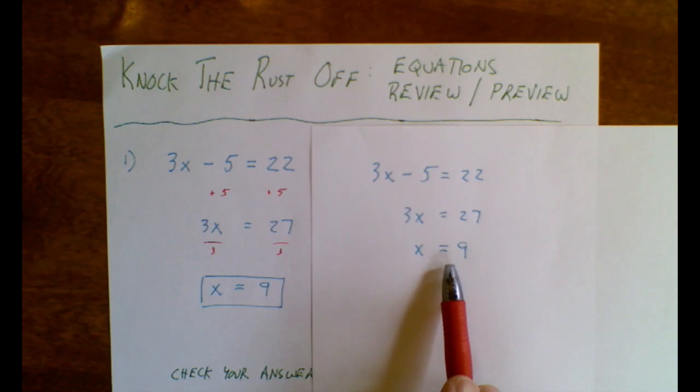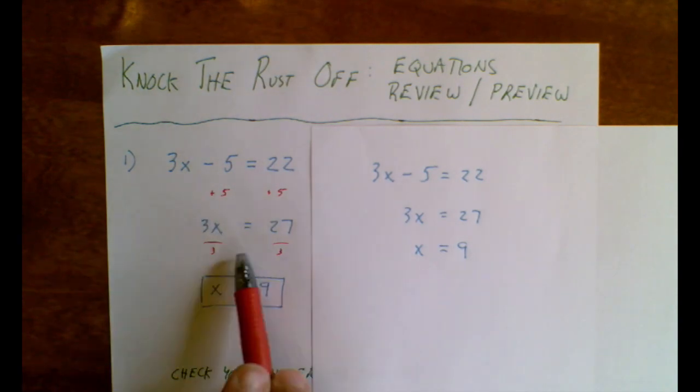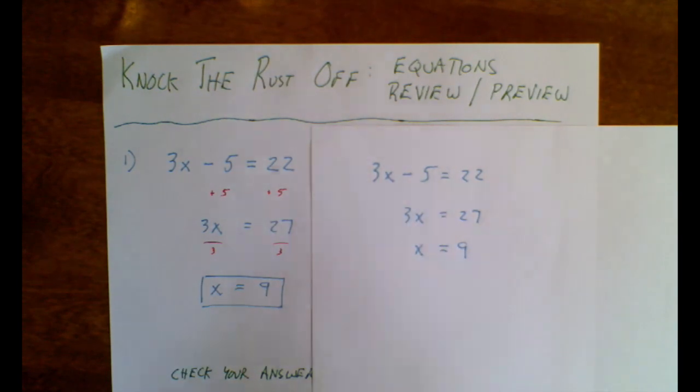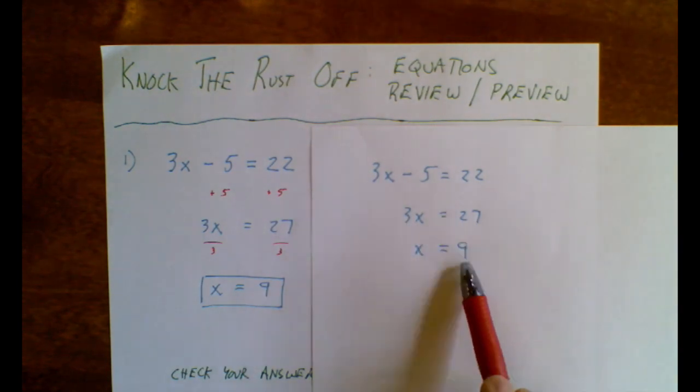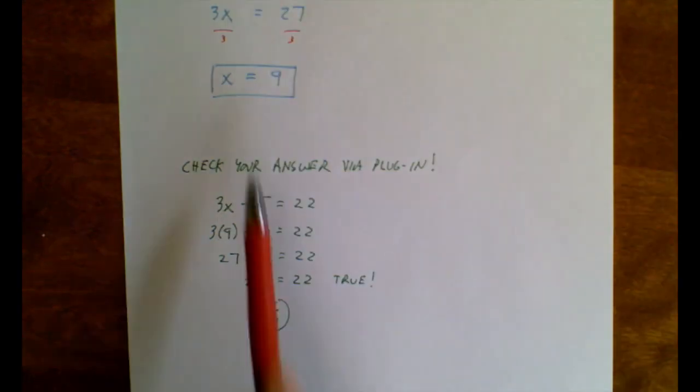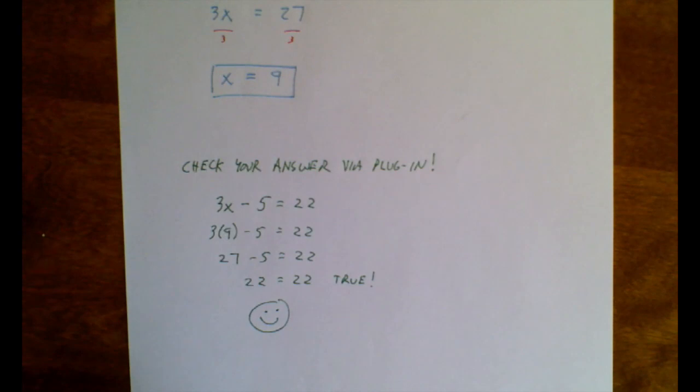The same idea is happening over here. I just haven't shown those little operations, but I can tell as I went from here to here, I must have added 5, and when I went from here to here, I must have divided by 3. I got an answer of x equals 9, and you're always able to check your answer by plugging in.